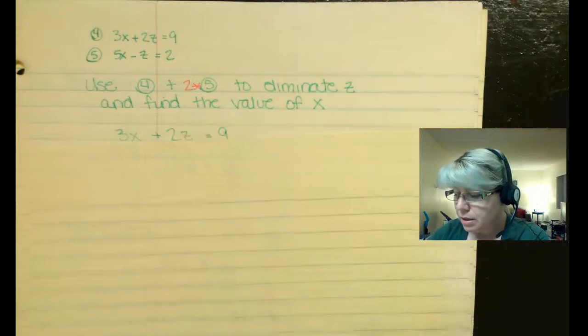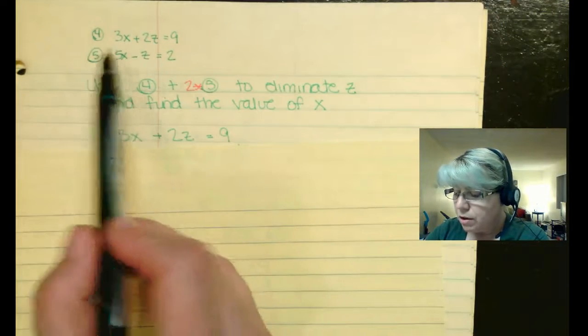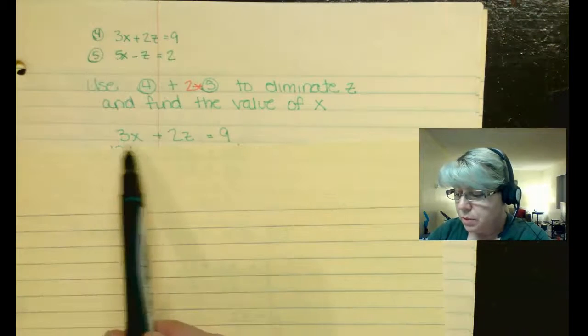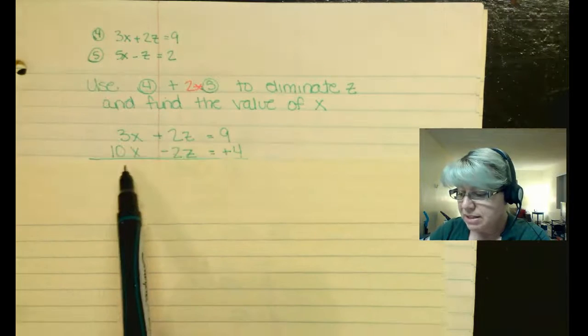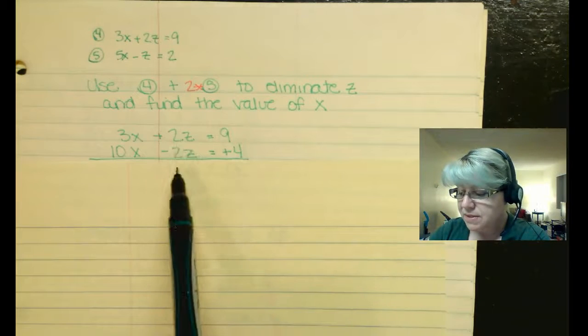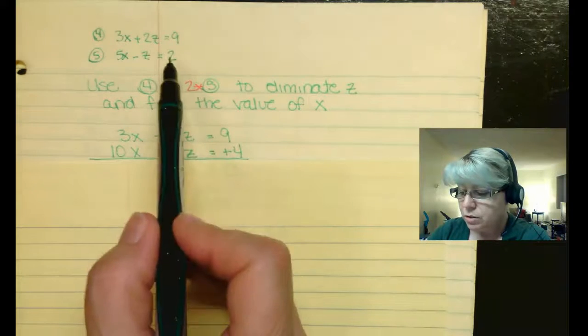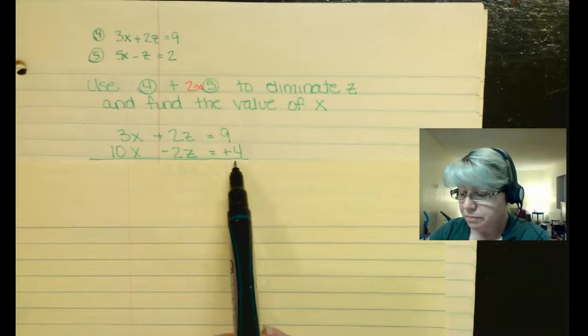Alright, so the fourth equation is going to remain the same: 3x plus 2z equals 9. 2 times 5x is 10x. 2 times negative z is negative 2z. 2 times 2 is 4.